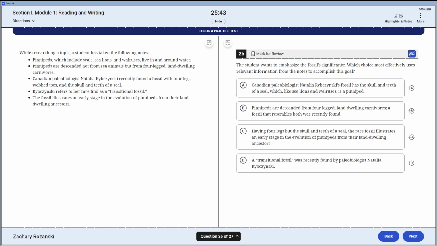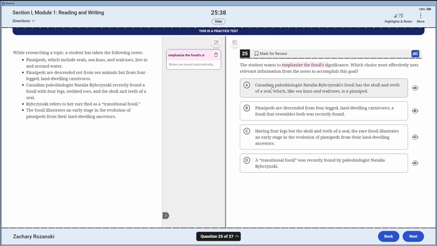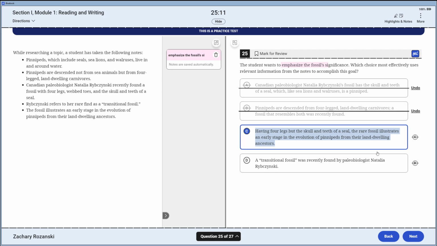We want to emphasize the fossil's significance. So why is the fossil significant? Canadian found the fossil has the skull and teeth of a seal. This just seems like a description of what they found, not the significance. They're descended from a fossil that was recently found. This is just speaking about the significance, but I'm going to leave them on the table because I'm getting scared. Having four legs, but the teeth and skull of a seal, the rare fossil illustrates an early stage. I love this. This seems to emphasize the fossil's significance. I'll take that off the table because I didn't like it.